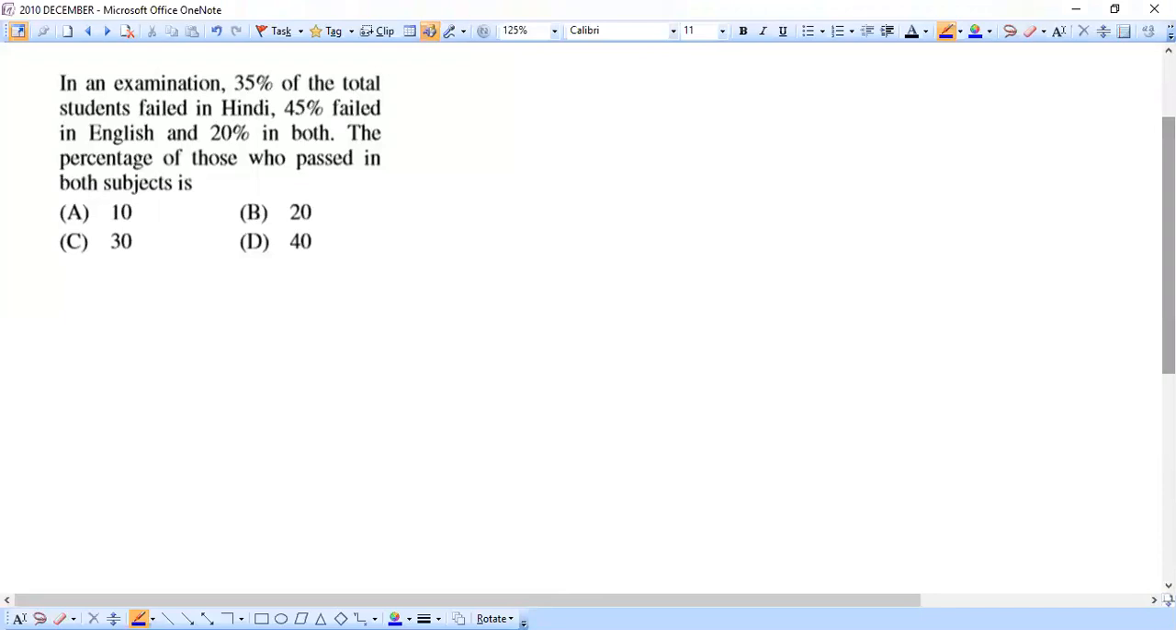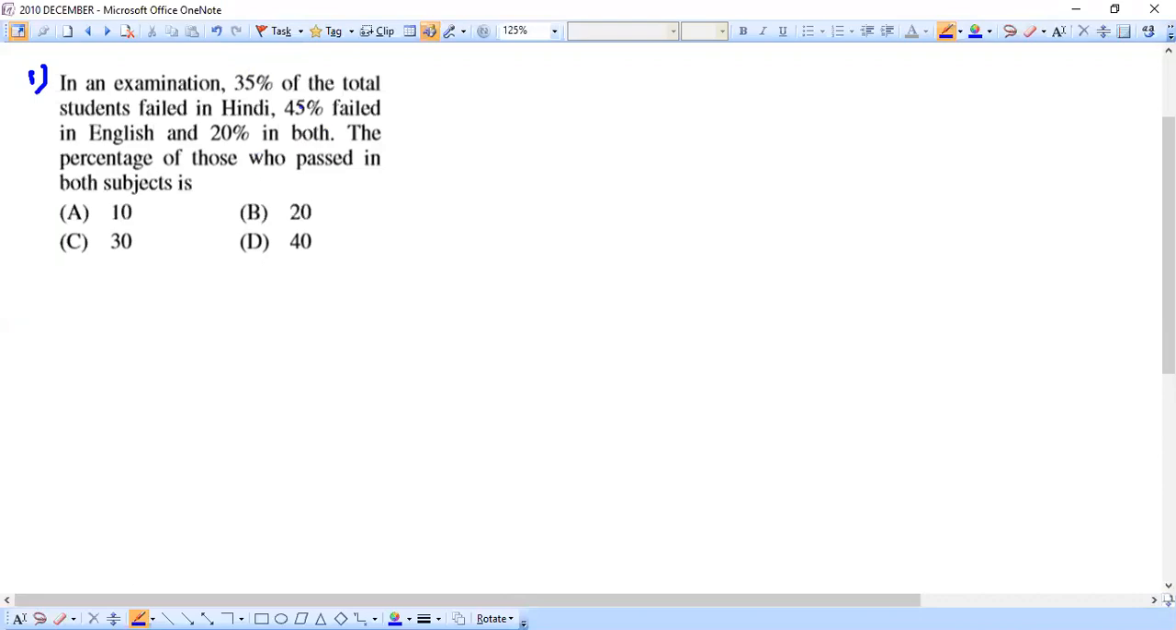Question number 1. We have this question from percentages. Let's mark it as question 1. In an examination, 35% of the students failed in Hindi, 45% of the students failed in English, and 20% in both. So this is what we have.